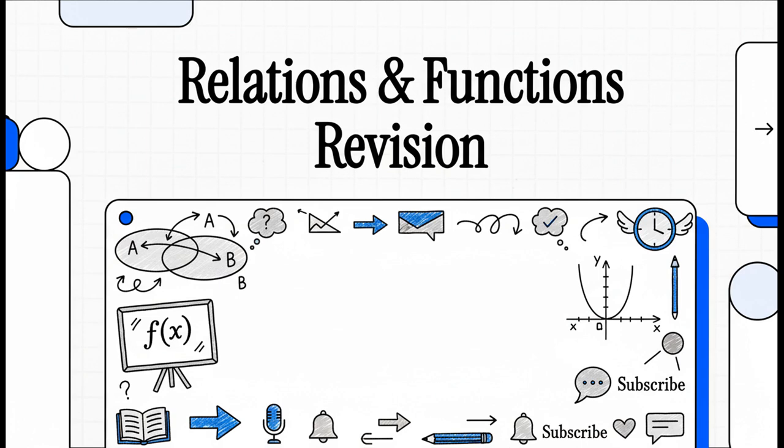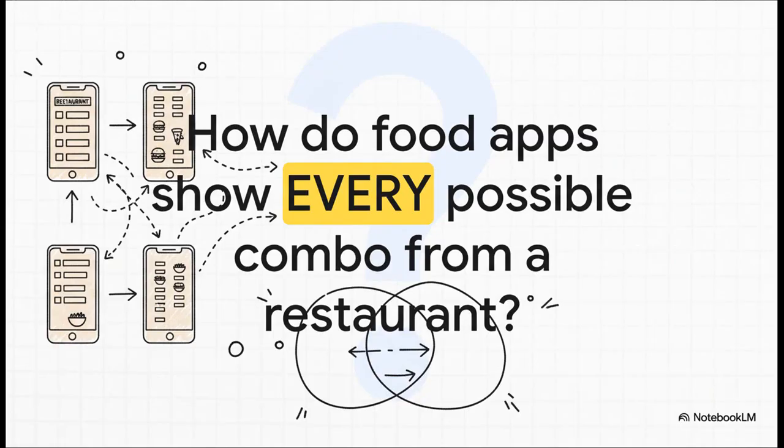Chalo, let's get started. Have you ever thought about this? You open up Swiggy or Zomato, right? You see all those restaurants. You pick one and bam, instantly you get a whole list of every single food item they have. What the app is doing is actually pretty simple. It's just pairing that one restaurant with every dish it sells. And guess what? This simple idea of making all the possible pairs, well, that's exactly where our chapter begins.